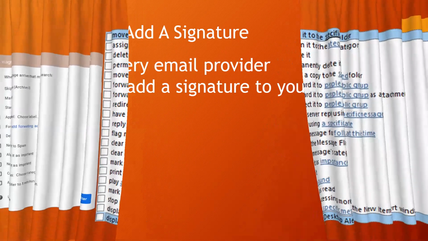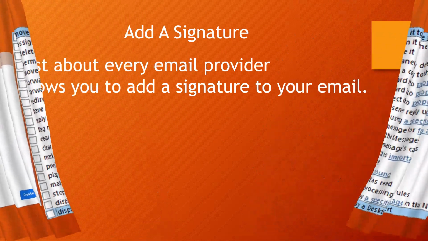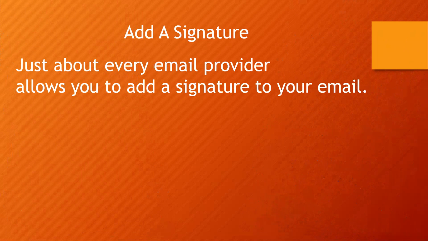All right, the next thing is adding a signature to your email. And just about every email provider allows you to add a signature. And some give you the option that if you add the signature, it goes on every email you send out. Others give you the option to just put the signature in when you want it. That's the way I like in Outlook, but not everything gives you that.